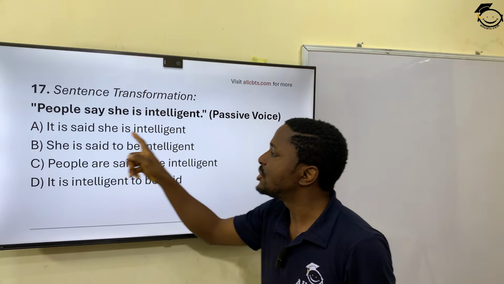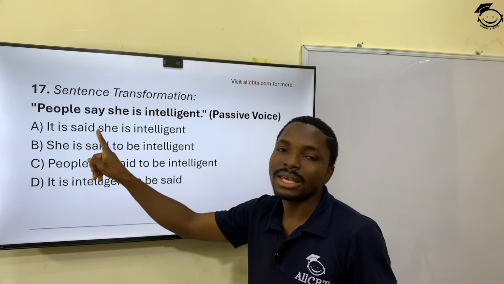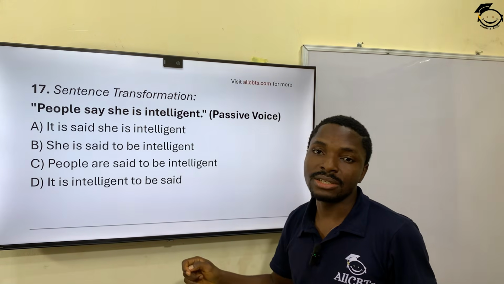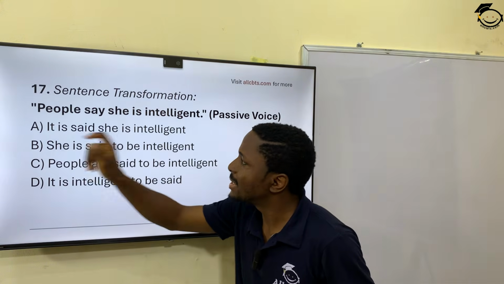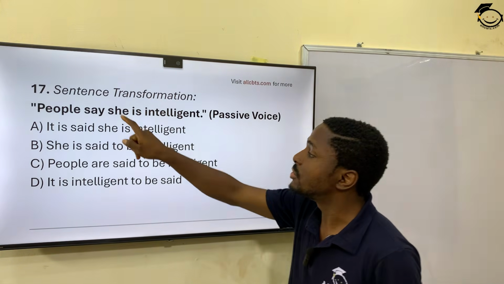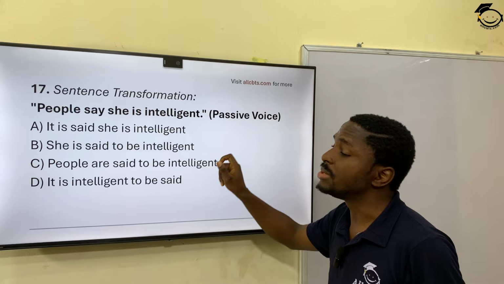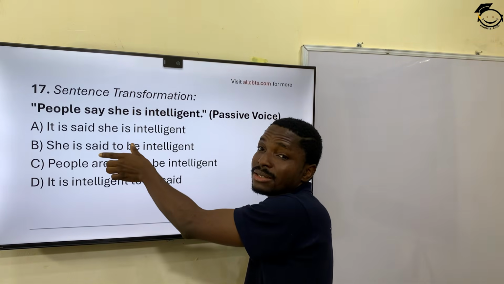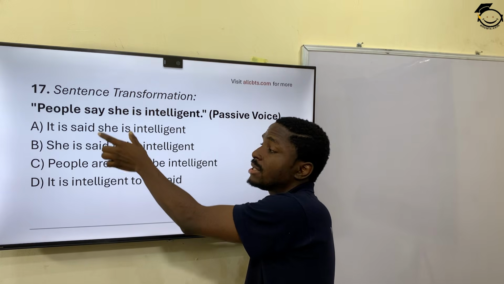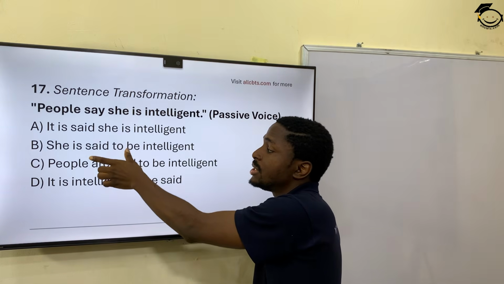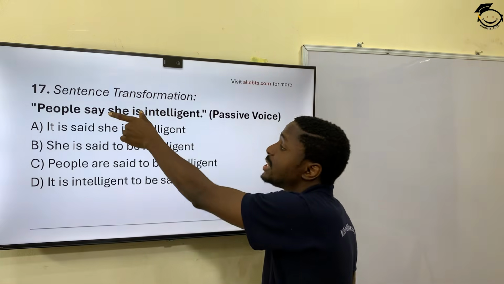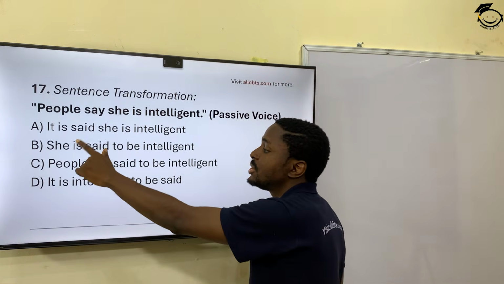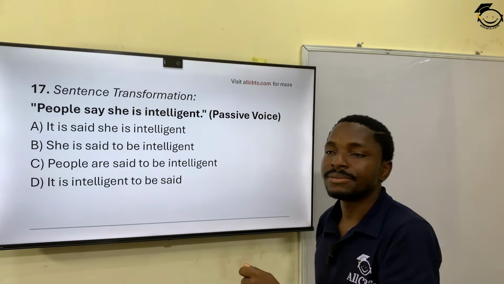It is said she is intelligent. If there was a comma here, this would work. It is said she's intelligent. But the best transformation for this is she is said to be intelligent. So A can also work, but B is the best, or better. B is the better of these two options. She is said to be intelligent. People say she's intelligent. You flip that and it becomes she is said to be intelligent.